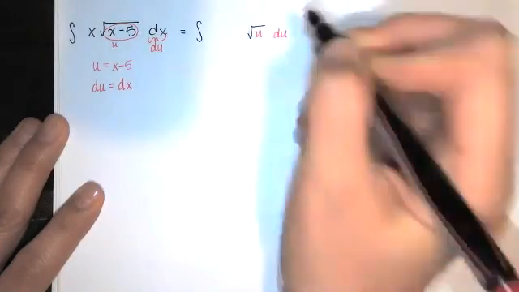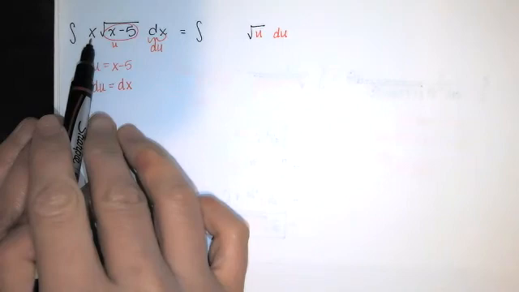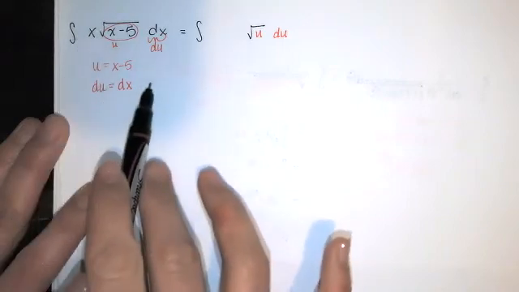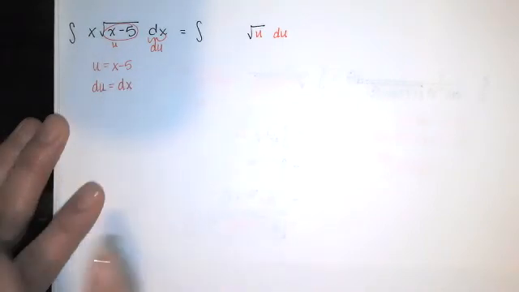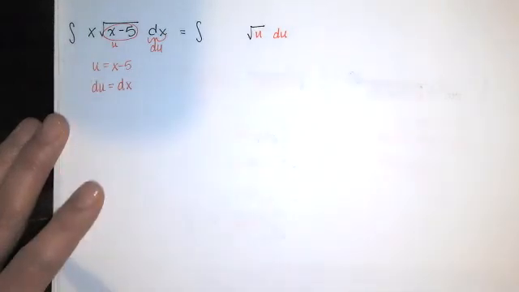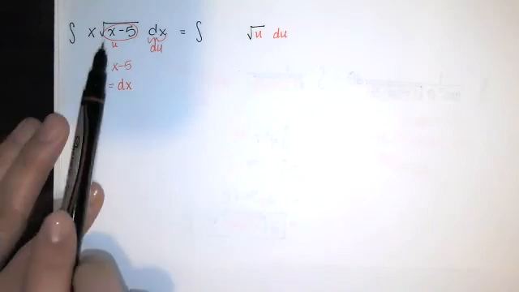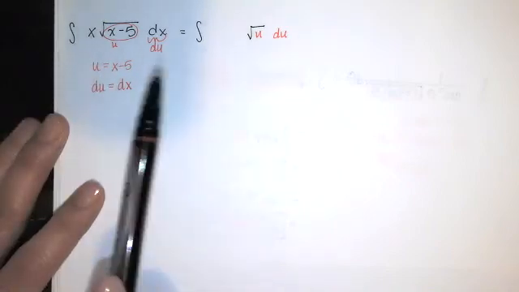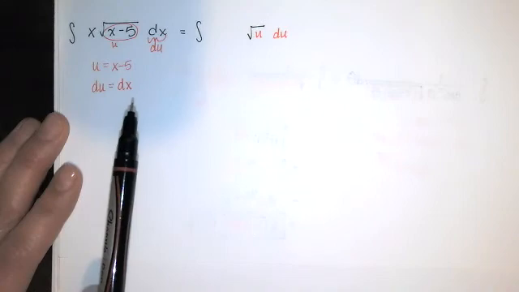That's fine. But what about this x? That x over here isn't accounted for in my du. Normally, if that happens, I just quit and I say U sub doesn't work. I have to go and try something else. But this is a fancy U sub. This can actually be done. We can write everything in terms of u.